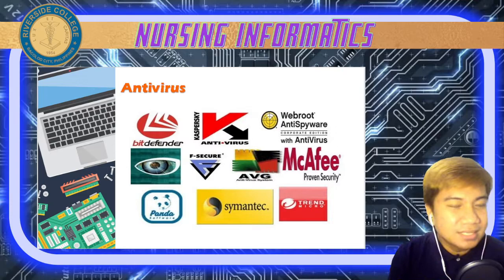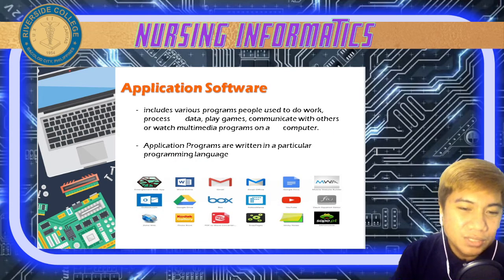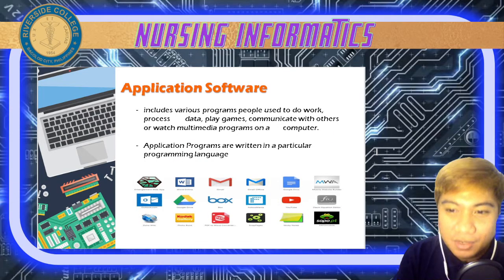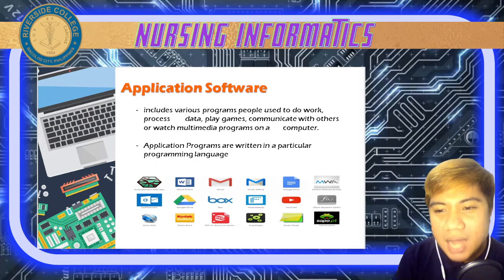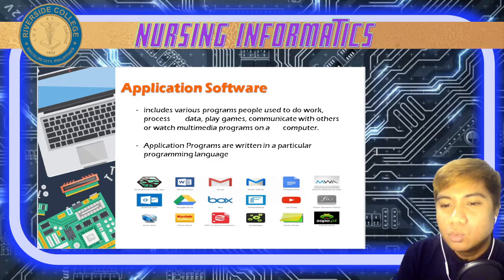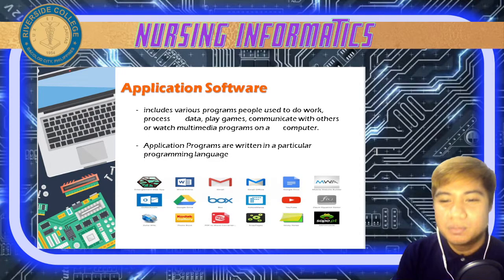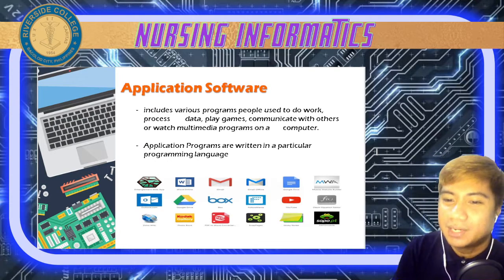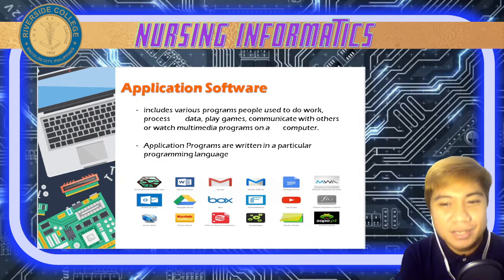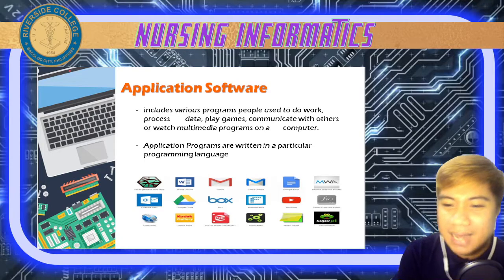So again, from system software, we have your utility software, and now let's have the third one, which is your application software, or simply your apps. So it includes various programs people use to do work, process data, play games, communicate with others, or watch multimedia programs on your computer. Your apps or application programs are written in a particular programming language.